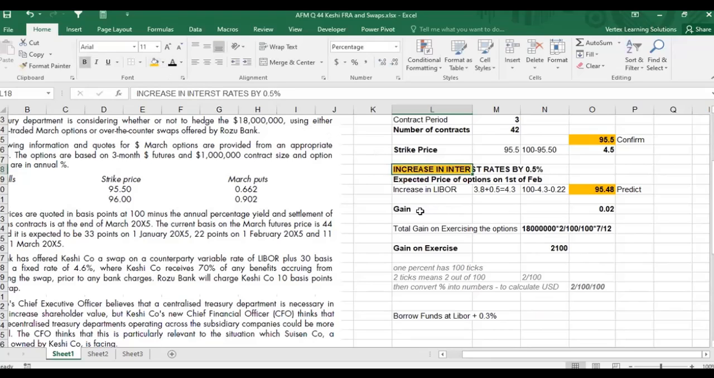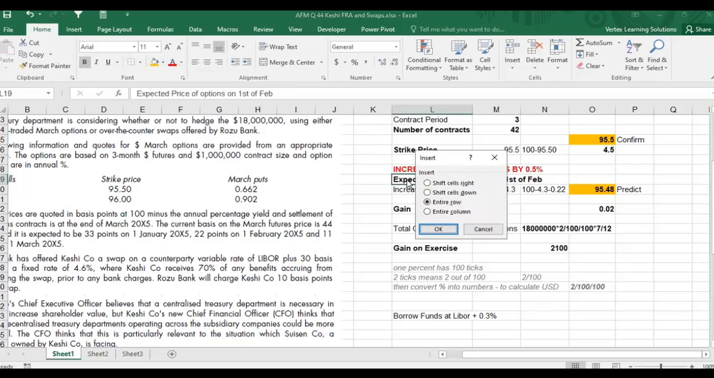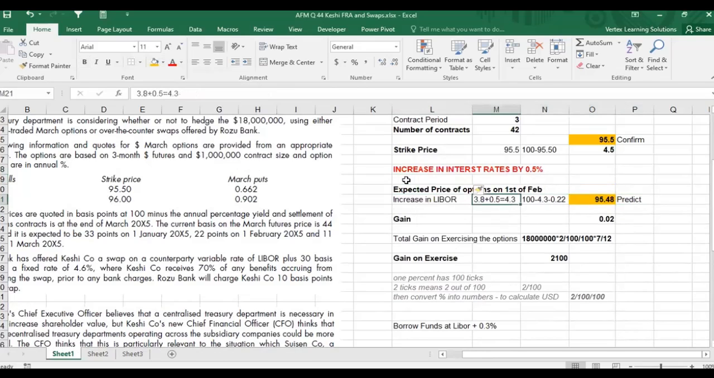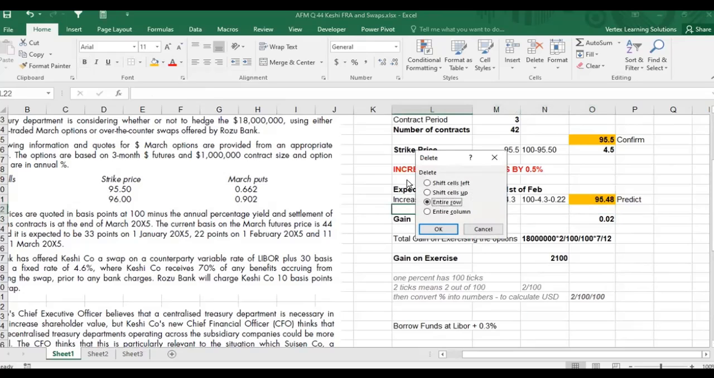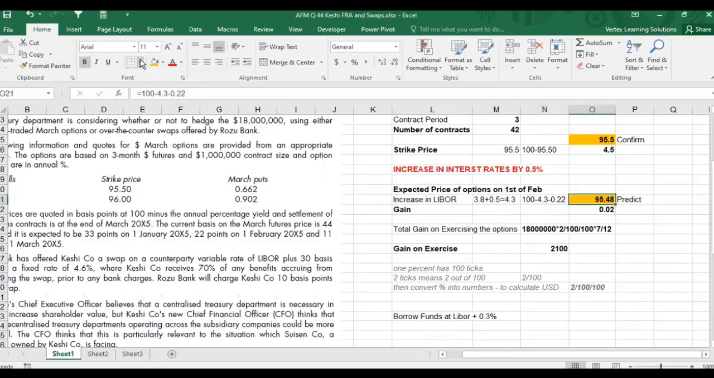This is what is happening. If there is an increase in interest rate, what will happen? My expected price after an increase by 0.5%, the expected price of the option will be 95.48, which means we will make a gain of 0.2 if I subtract these two numbers. And that gain, when I converted it into USD, is 2100.